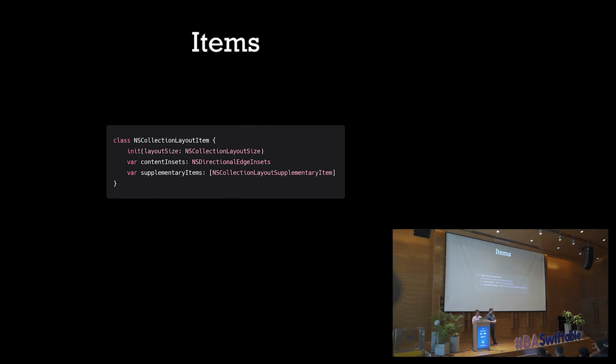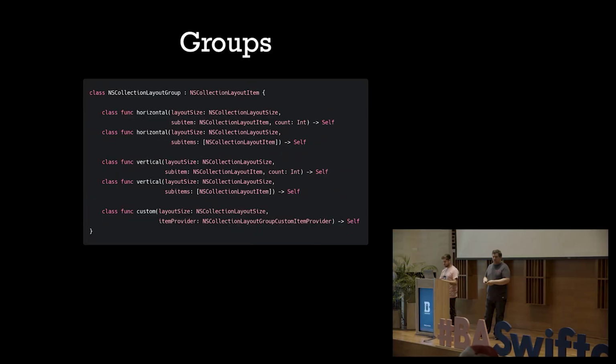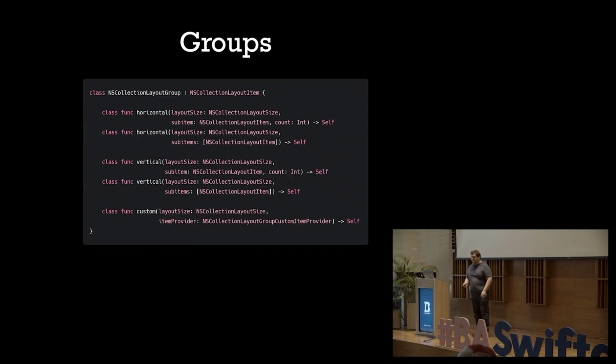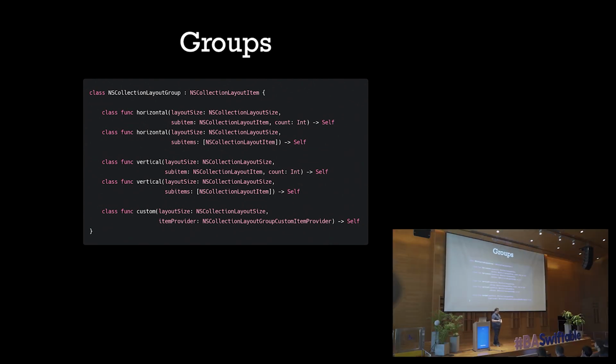The next building block is the item. This represents the layout for a single item. We give it a size. We can set insets for that element and supplementary items like a badge or something like that. The next building block is a group. And you can notice that the group is also an item. This is what will allow us to compose items into more complex blocks.